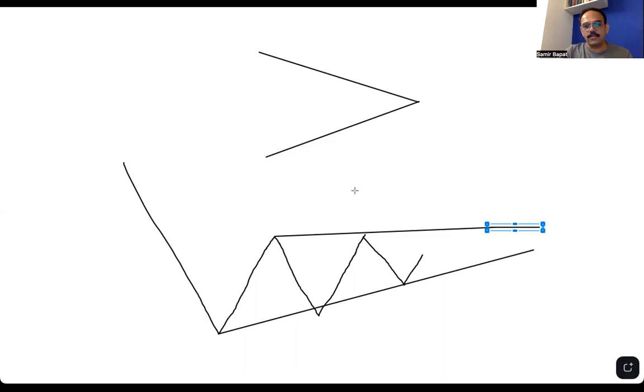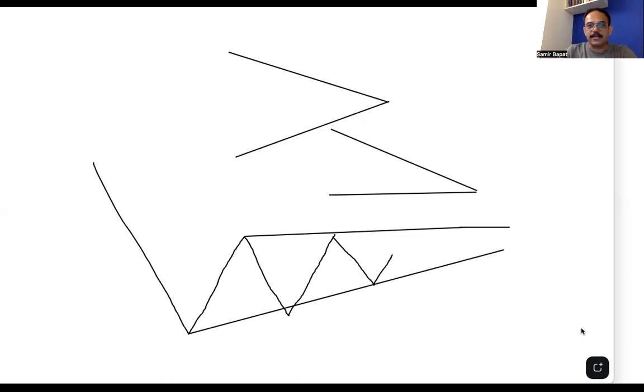Now if we see the previous triangle, it looked something like this, and here it is looking something like this. Okay, so this is the ascending triangle where the bottom line is ascending. Let's take three examples quickly.